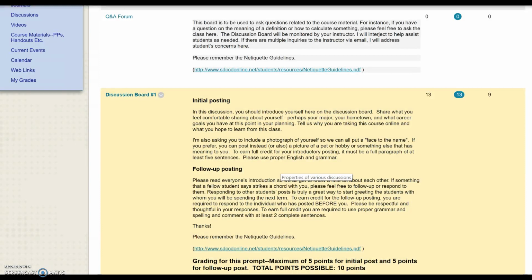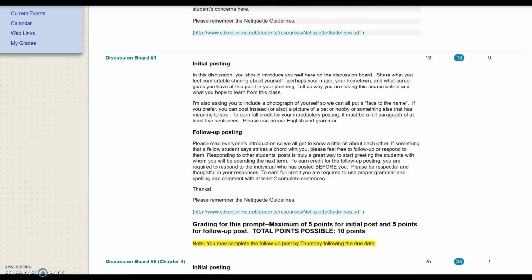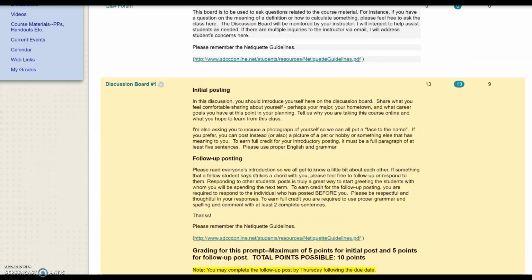For the first discussion board, which is going to be due this week, don't forget that you have an initial post and a follow-up post. To get full credit, you're going to have to complete both of those, and make sure that you're familiar with the Netiquette guidelines down below. I know that some people sometimes have some difficulty uploading pictures. Don't worry about it if you aren't able to do so.